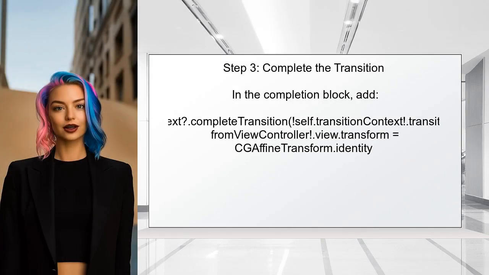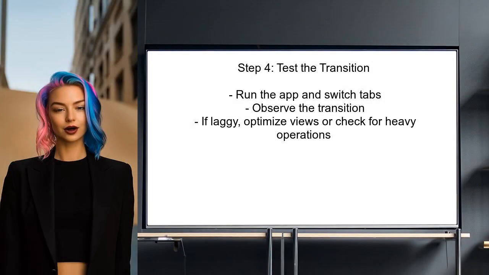After setting up the view controllers, the user needs to complete the transition. This involves calling the complete transition method in the completion block of the animation. Finally, the user should test the transition to ensure it runs smoothly. If the animation is laggy, consider optimizing the views or checking for any heavy operations during the transition.